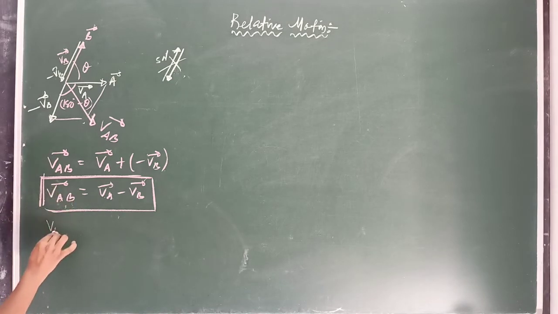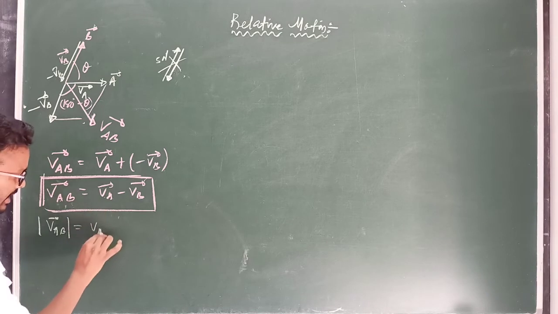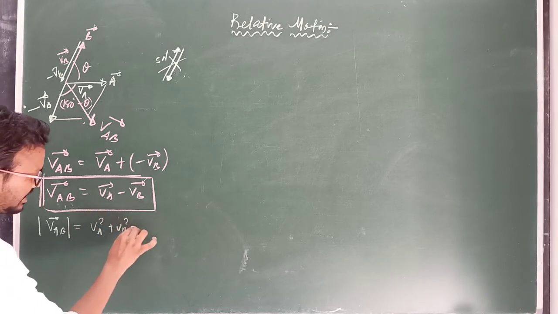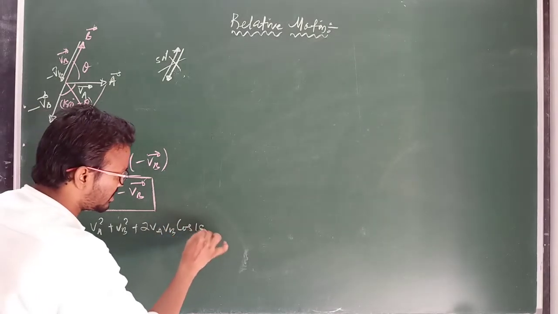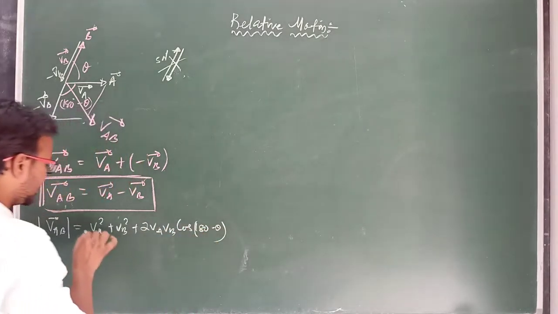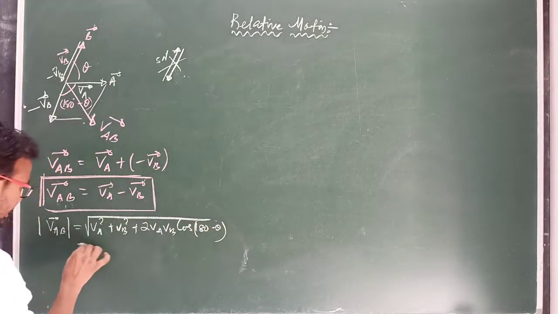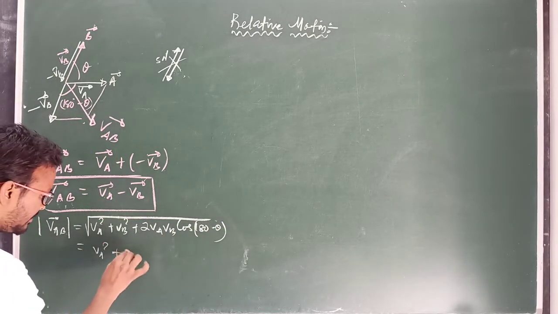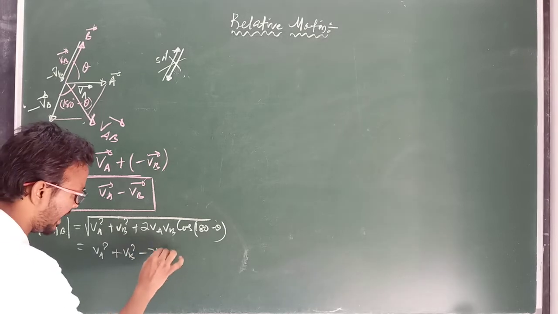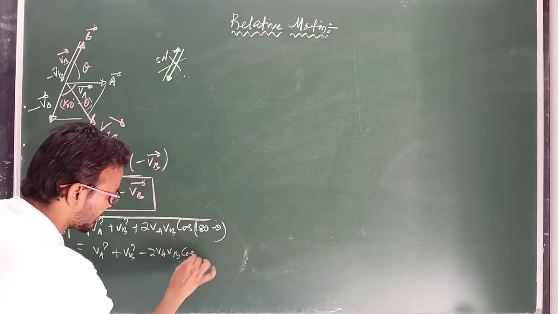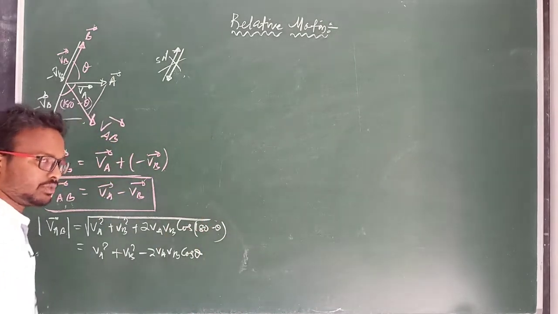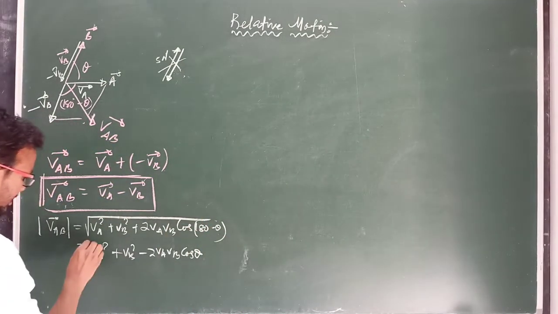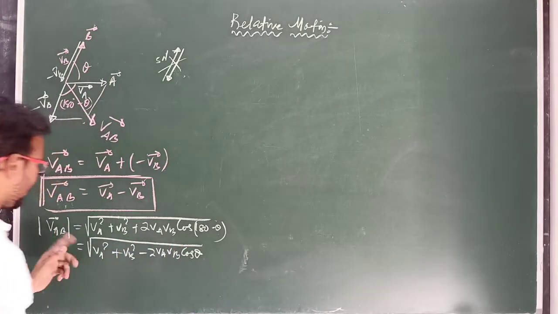If you want to find the magnitude of this vector AB, how can we find it? That is the square root of VA square plus VB square plus 2 VA VB cos of 180 degrees minus theta. Then we can write VA square plus VB square minus 2 VA VB cos theta. Why? Because 180 minus theta is in the second quadrant, and in the second quadrant only the sine function is positive and the cos function is negative. This is the general formula for the magnitude of relative velocity.